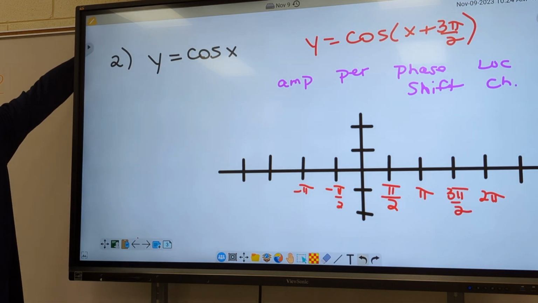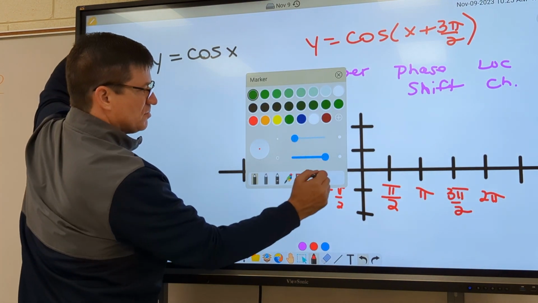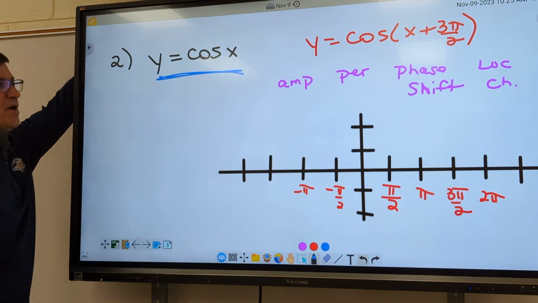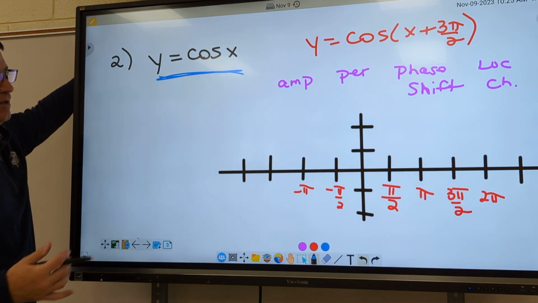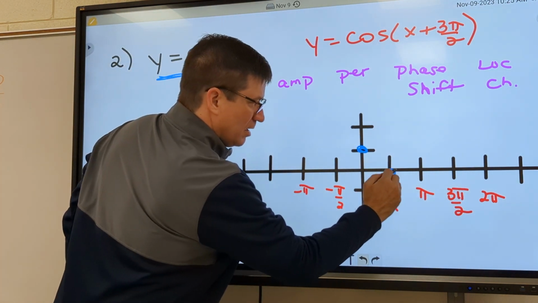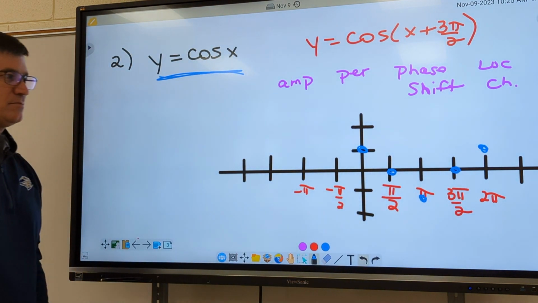All right, here's number 2. We've got a new problem. Samari, we're doing new stuff. Number 2 says you have to start off by graphing cosine x. Look, this one's different. This one starts up here at 1, and it looks like a V, but watch me when I graph it.